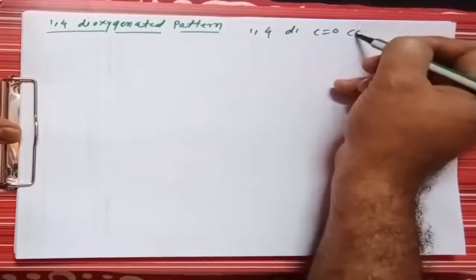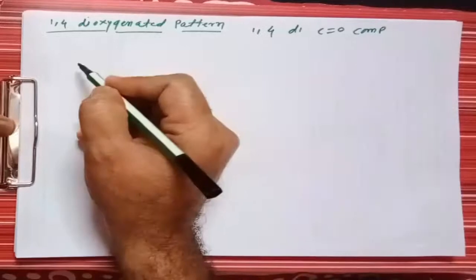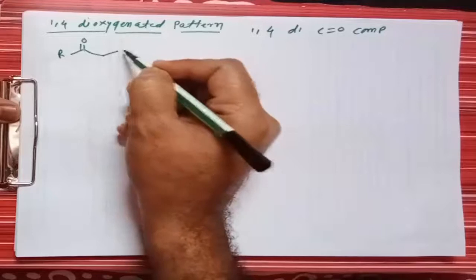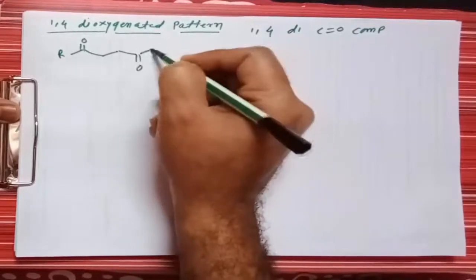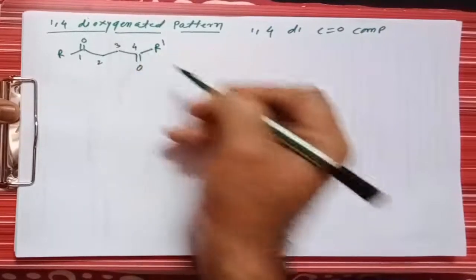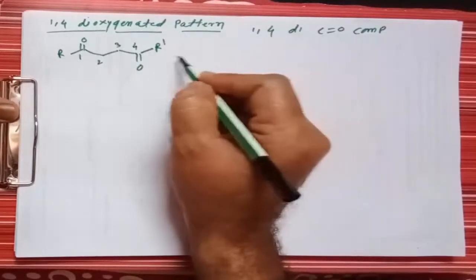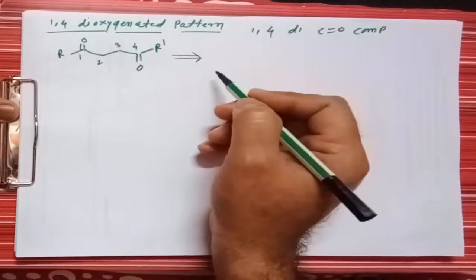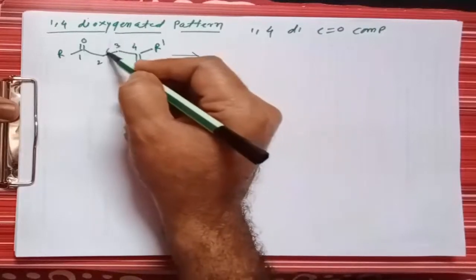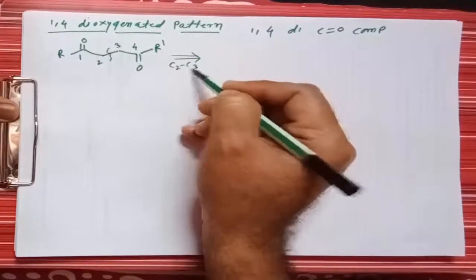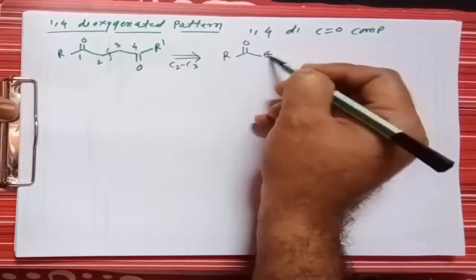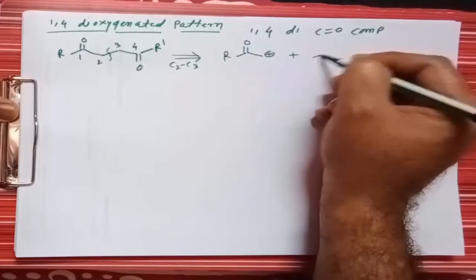dicarbonyl compound. So in a 1,4 dicarbonyl compound, let us see, suppose there is such type of molecule R, C double bond O, CH2, CH2, CH2 and C double bond O, R dash. So here is 1, 2, 3 and 4. So it is a 1,4 dicarbonyl compound, and if there is such type of 1,4 dicarbonyl compound, we can break the C2-C3 bond. If we break this C2-C3 bond, from one side it gives a positive charge and from the other side it gives a negative charge.